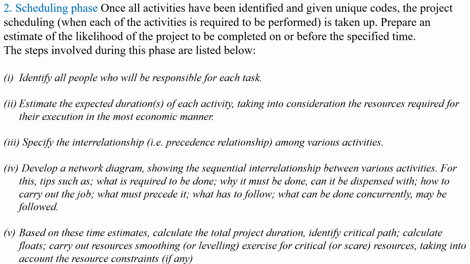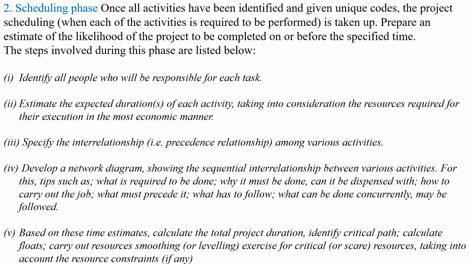Next, the fifth one is, based on these time estimations, calculate the total project duration and identify the critical path. We know that in the scheduling phase we have to estimate the time for the completion of the project and also identify the critical path, meaning the sequence we have to follow for completion of the project. Then calculate the floats. We will discuss later what floats mean, and all this we will discuss in the PERT and CPM methods.